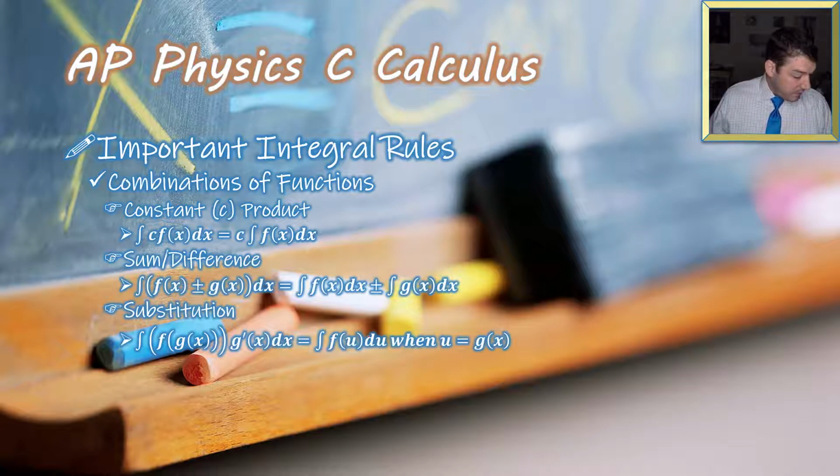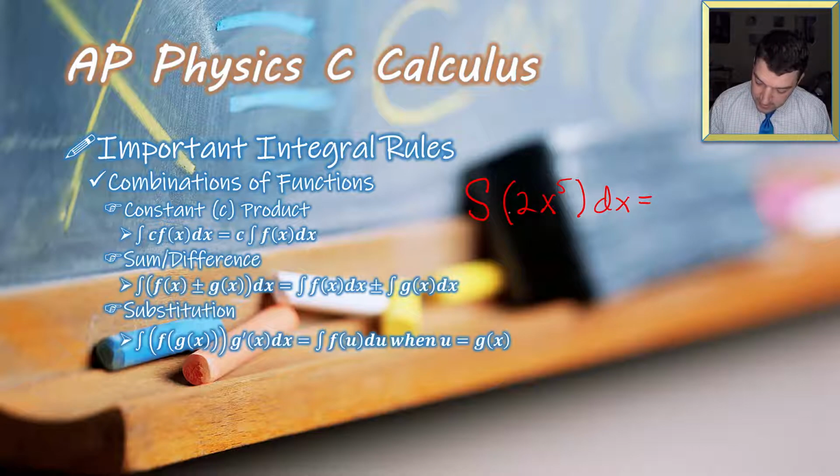Let's look at an example of the constant product. Let's integrate 2 times x to the fifth in terms of x. What we see here is this constant 2. This is really 2 times the integral of x to the fifth in terms of x. X to the fifth is a power. The integral of the power is x to the n plus 1 divided by n plus 1. So this will be 2 times x to the sixth divided by 6. 2 sixths is 1/3. X to the sixth divided by 3.